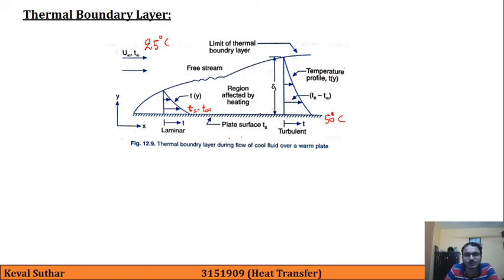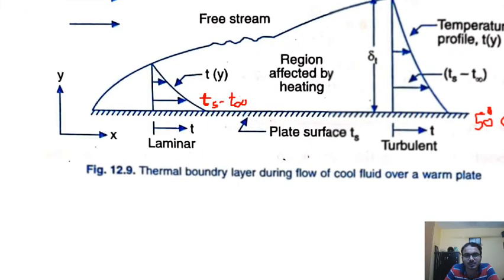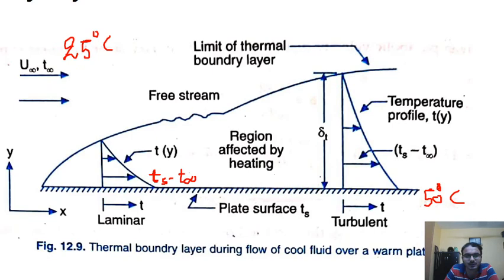The difference between these two will be maximum over here, that is 50 minus 25, that is 25. But as we keep on moving away from here, the temperature will keep on decreasing. That's why the temperature difference between T and T infinity will keep on decreasing, and once we reach here the temperature will be equal to T infinity. That's why at this location the temperature difference will be 0.